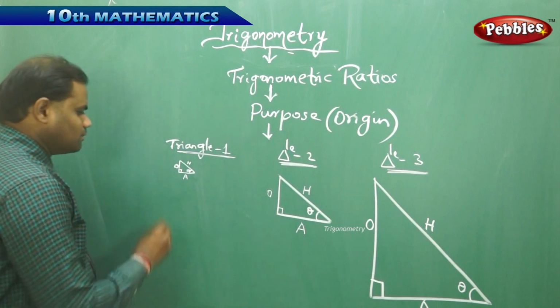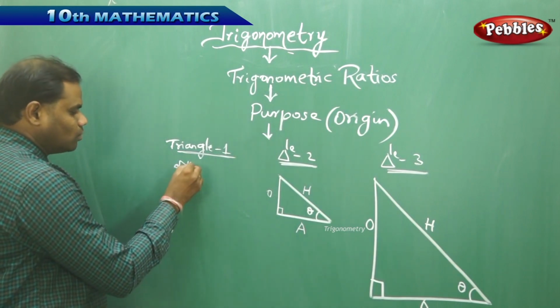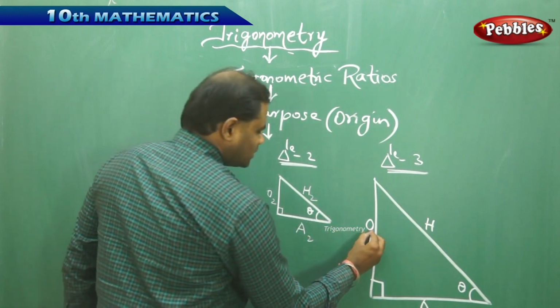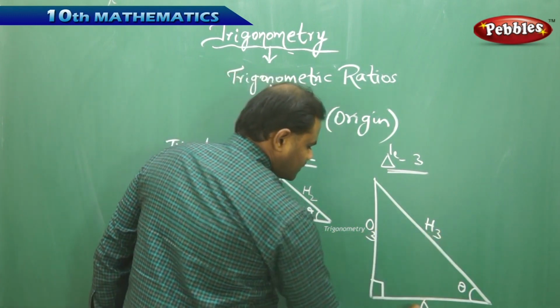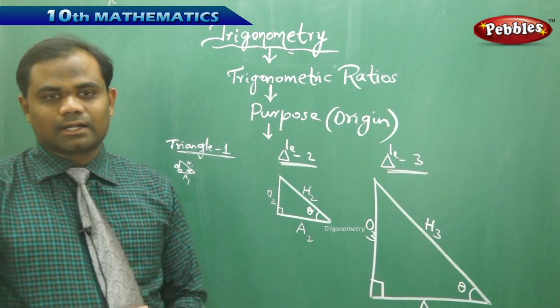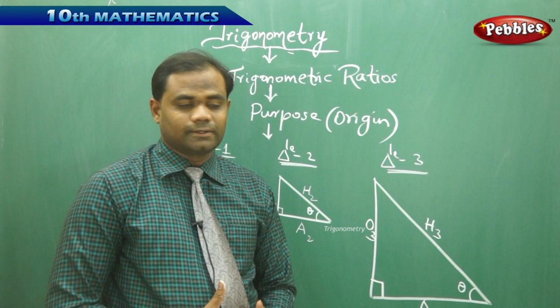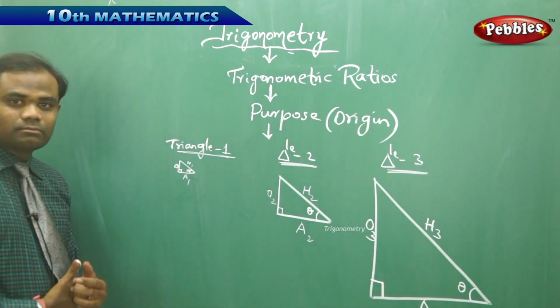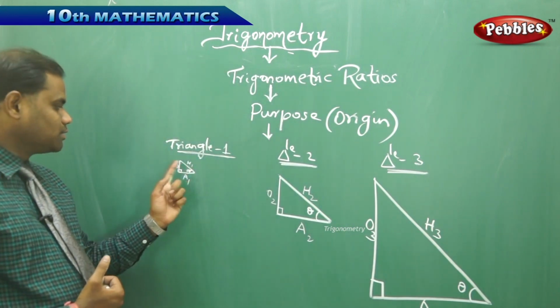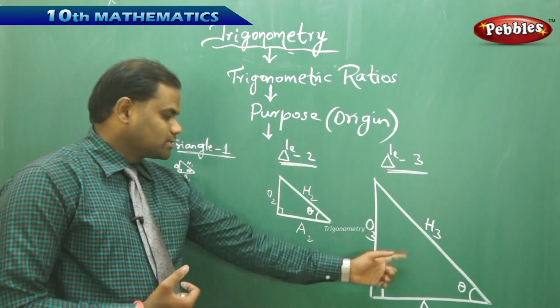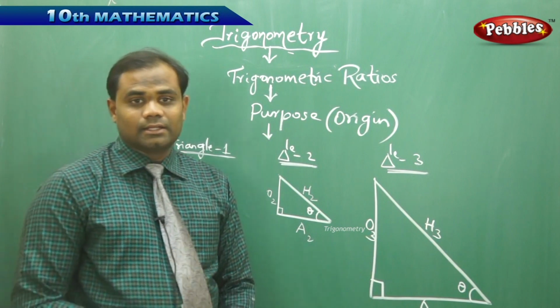Since each of them has different dimensions, I take O1, H1, A1, O2, H2, A2, and O3, H3, A3, because the three sides are different. Each of the respective three sides, H, O and A, are different. So for triangle 1, my hypotenuse is denoted with H1, opposite with O1, and adjacent side with A1. But interestingly, for each of them, the angle is the same.